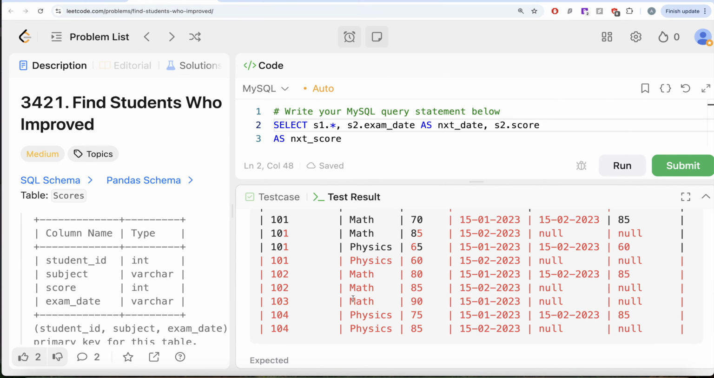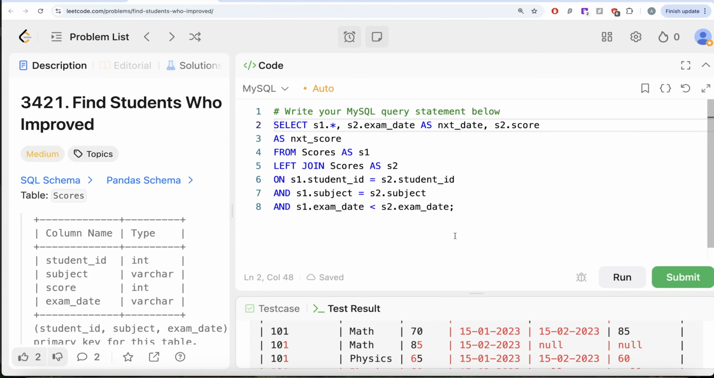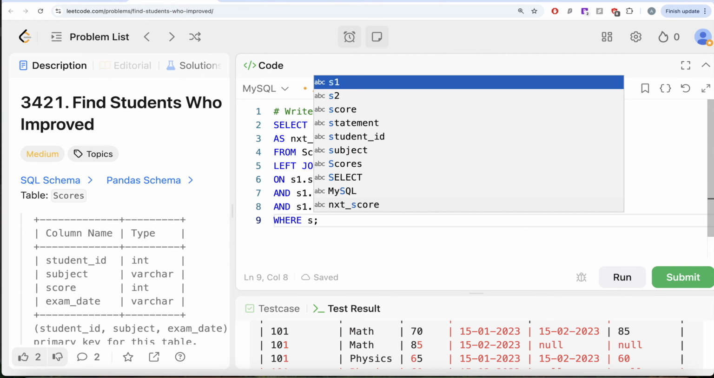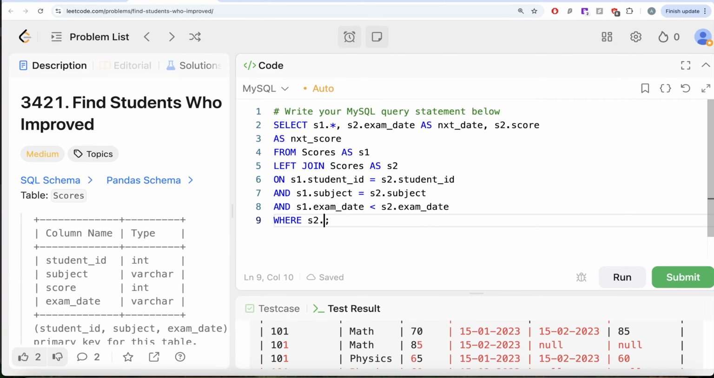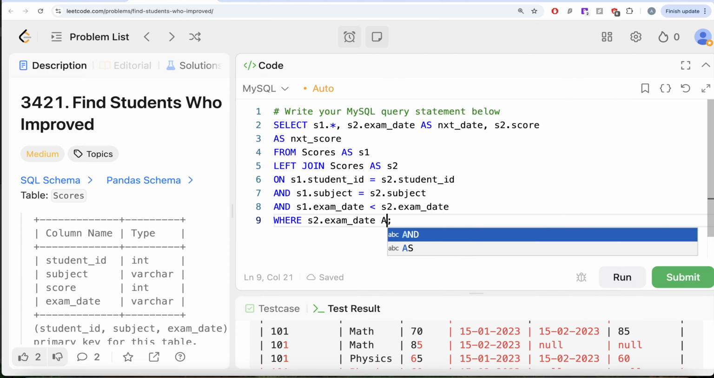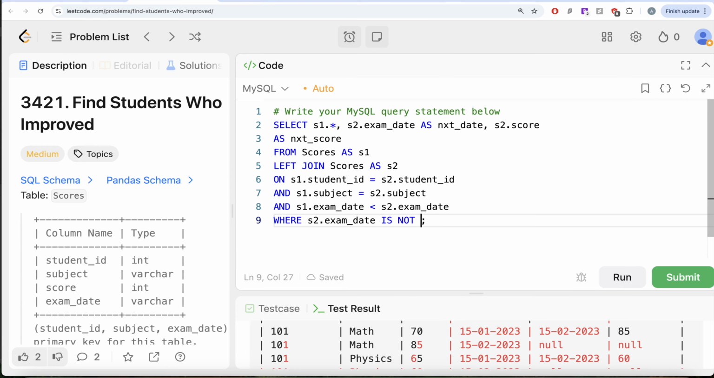And secondly, for students who have only taken the exam once for that particular subject, those are also nulls because they are going to violate one of the conditions. So let us filter it out. Let us keep only those rows where either you can do S2 dot score or S2 dot exam date. So let me do S2 dot exam date is not null.